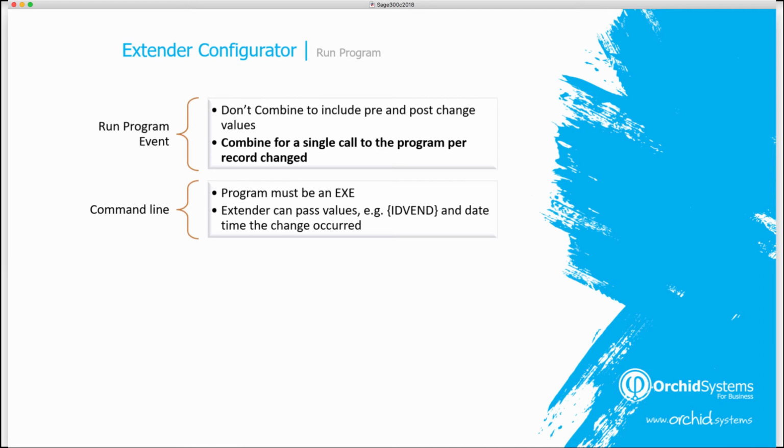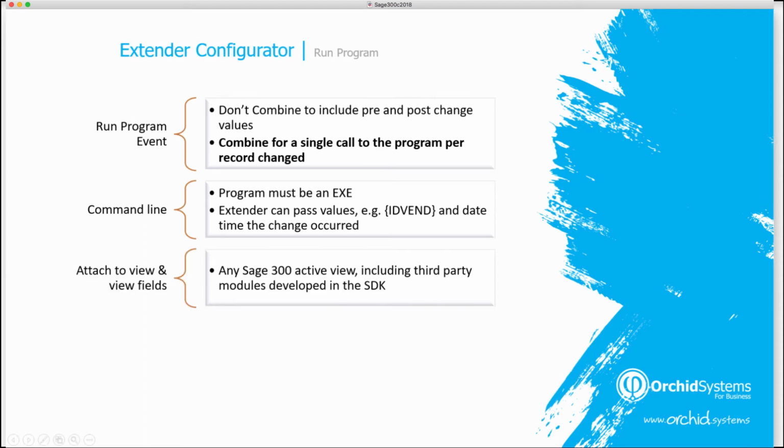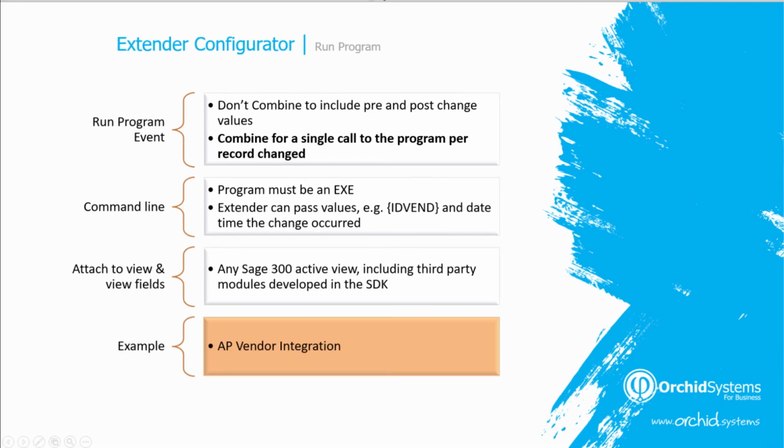The program must be an EXE. An extender can pass values to your program, for example, the ID vendor or the key field of the view we're attaching this event to. So when we attach it to a Sage 300 core view or third-party modules developed in the SDK, the program can then read the Sage 300 records and push to external systems or a web service or write to a file. The example configuration we're going to look at is around AP vendor.